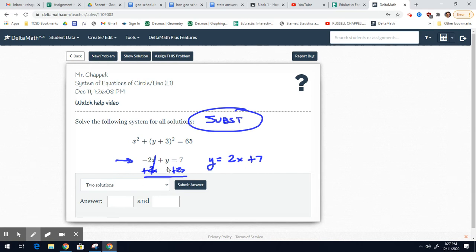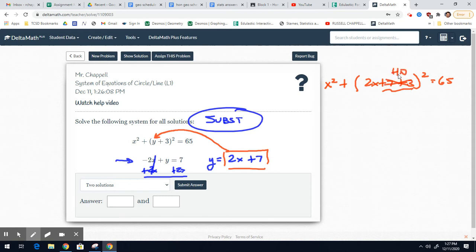Do you always have to solve for y? No. If the x has a 1 coefficient, then you move the y term, okay? And now here's where the substitution comes into play, because now that y equals 2x plus 7, 2x plus 7 can be substituted in for y right there. So we're going to rewrite that top equation, x squared plus, but now inside the parenthesis, instead of the y, we're going to put 2x plus 7, plus 3 squared equals 65. So this 7 plus 3 becomes plus 10.